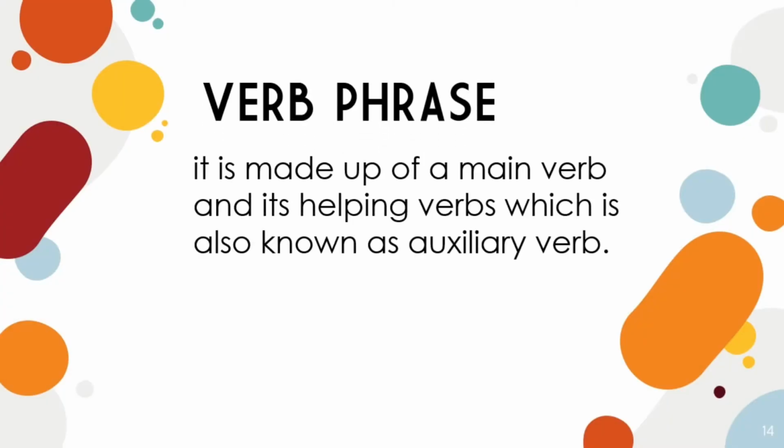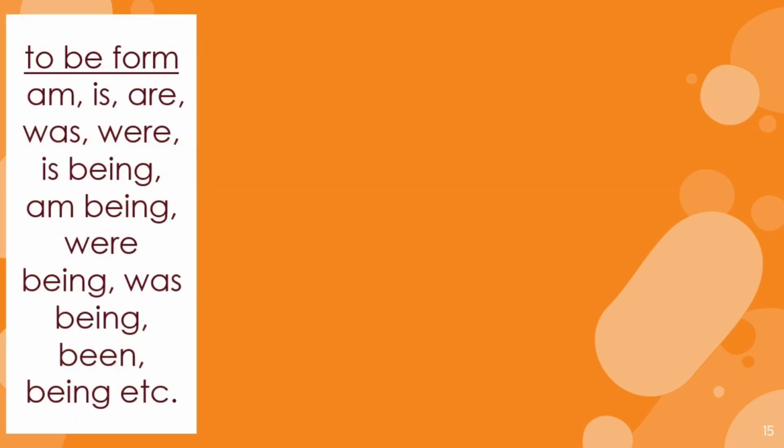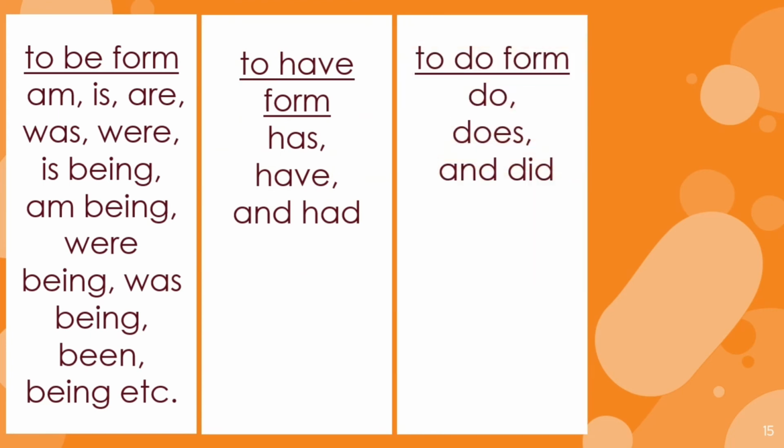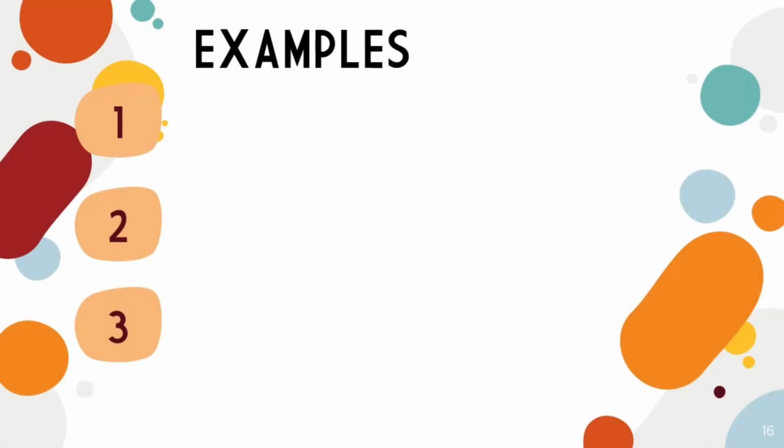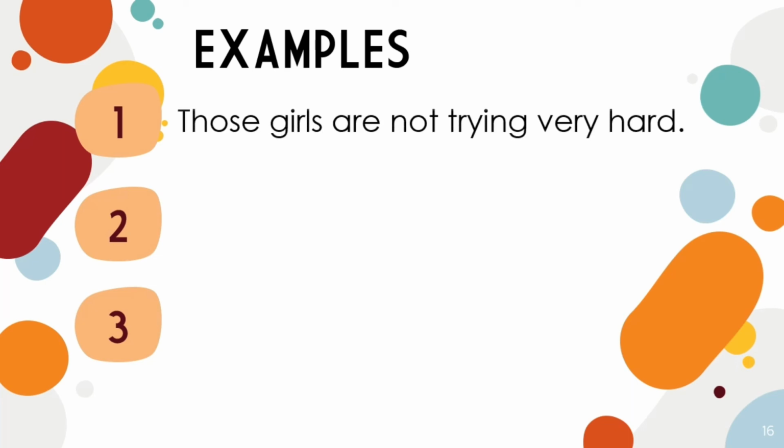Let's have the definition of verb phrase. It is made up of a main verb and its helping verbs, which are also known as auxiliary verbs. Now, I have here the list of auxiliary verbs that will help you to identify verb phrases in a sentence. We have the to be form, to have form, to do form, and modals. So please take note of these auxiliary verbs. Now let's take a look at these examples. But take note that the main verb and the helping verb are sometimes separated, but mostly they are next to each other. Let's have the first example.